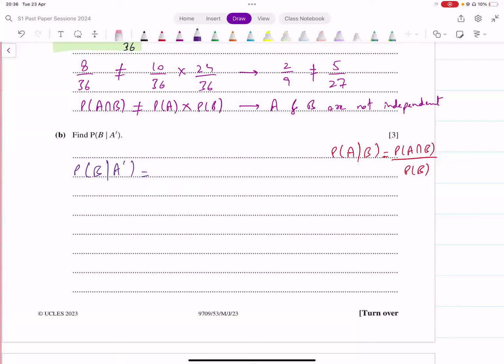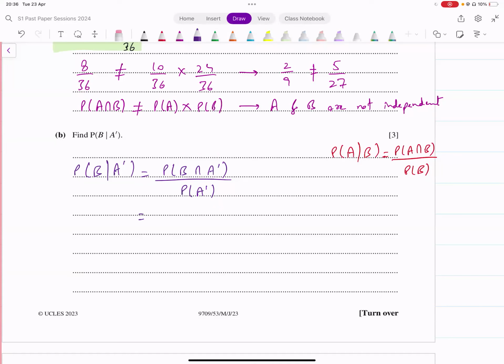Let's translate that to these events. That means probability of B intersection A dash divided by probability of A dash. That is what we are looking for. In the numerator, we've got B and A complement, that B happens and A does not happen. In the denominator, we've got the event that A does not happen.